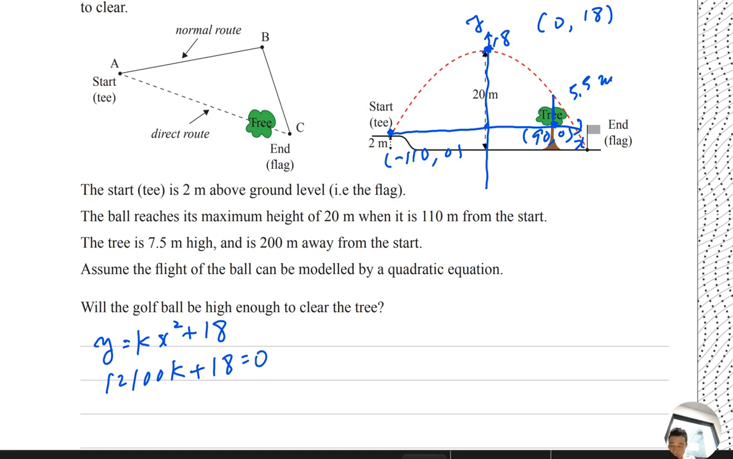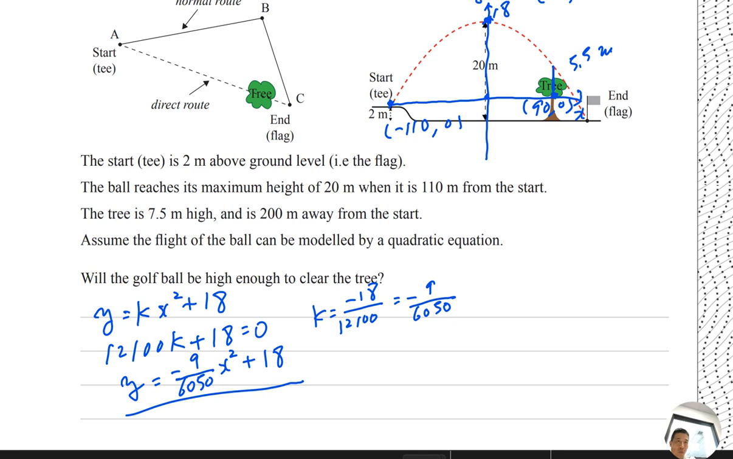Therefore, the k value is minus 18 over 12,100. When I simplify this, I'd like to keep it as a fraction, minus 9 over 6,050. So that means I can write the equation y equals minus 9 over 6,050 x squared plus 18. Now we have to plug in 90 to test whether y is greater than 5.5 or not.